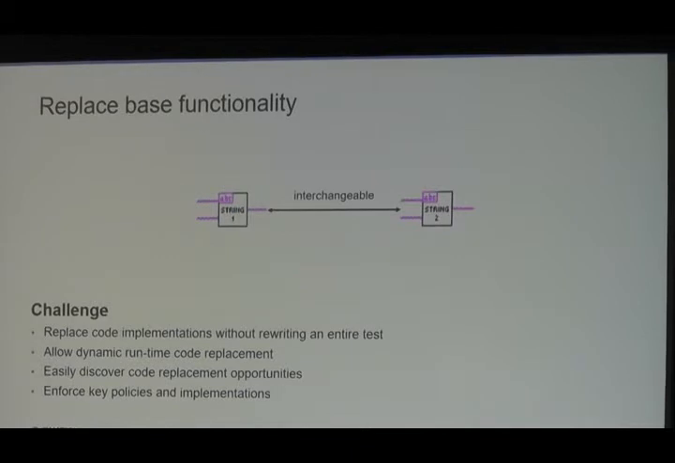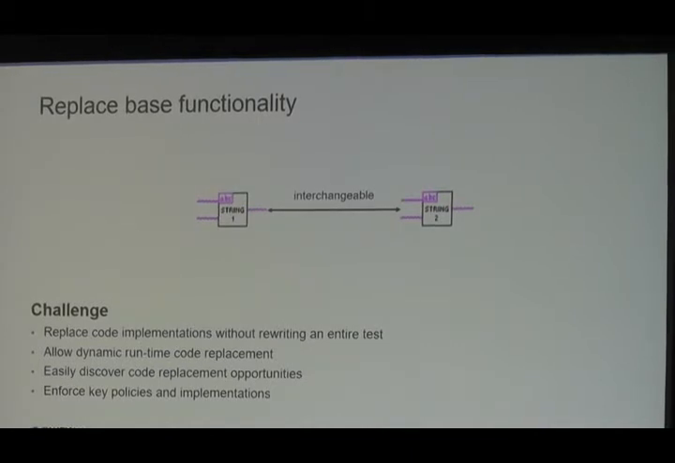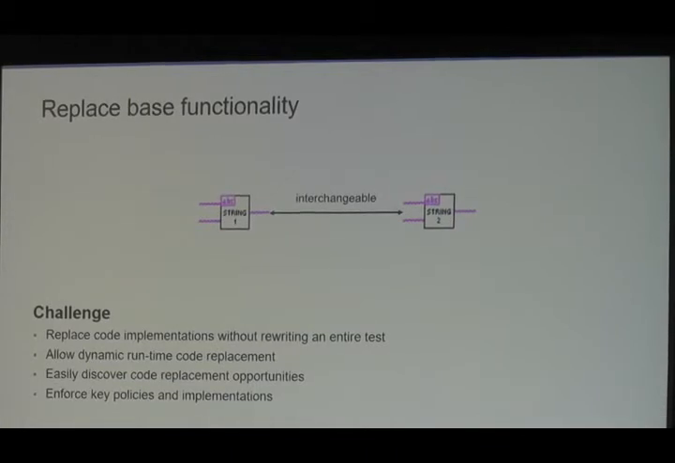So to replace base functionality, we're looking for something like this. We can exchange one piece of code on the left here with a piece of code on the right. So the challenge is to replace code implementations without rewriting the entire test. We want to replace pieces. We want to allow dynamic runtime code replacement. We want our clients and our developers to easily find where they can replace code, what they can do, what they can overwrite. And we want to enforce key policies and implementations. So in some places, we actually want the framework to help people out, and we don't want that overridden.